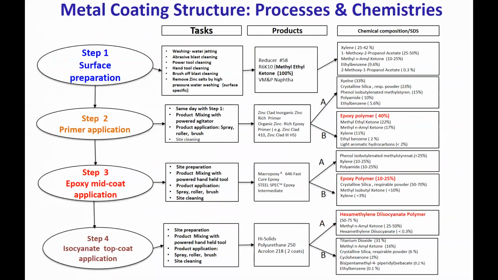Typical in these coating applications, and relevant to both the monitoring and interpretation of the data, is that they are a 3 or 4 step process. Step 1 is surface preparation, typically ablation of the surface. Step 2 is application of a primer. Step 3 is a mid coat, which is almost exclusively epoxy. And step 4 is an isocyanate top coat application.